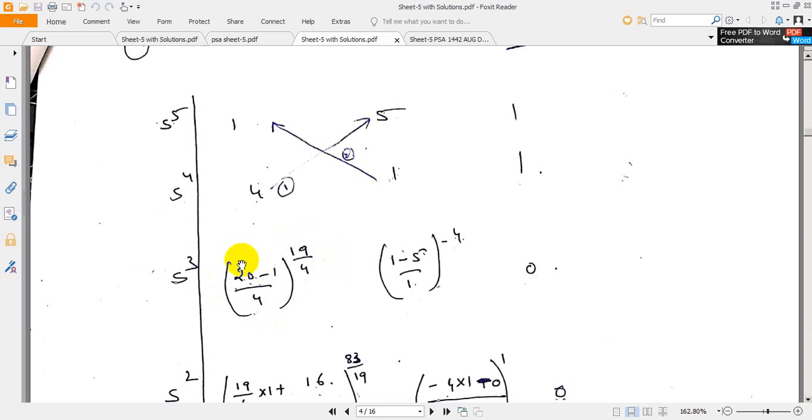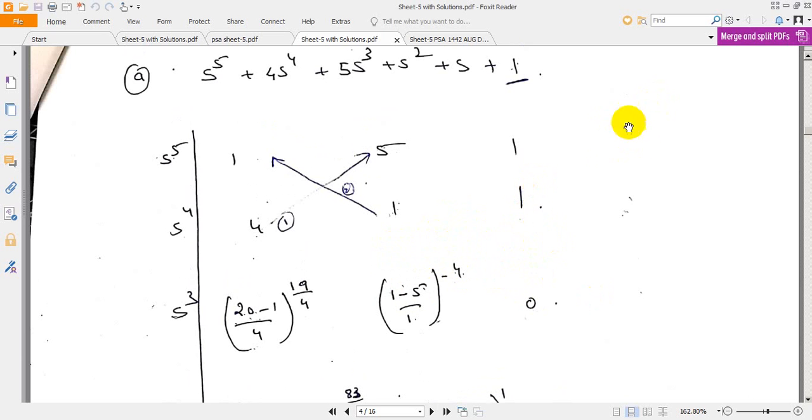This is not a power; this is the resultant of this expression: 20 minus 1 by 4 is 19 by 4. And similarly here, 1 into 1, 1, minus 1 into 5 is minus 5, so 1 minus 5 divided by 1, you will get minus 4. And here we don't have any expressions, so we cannot move further. 1 into 0, or something, will give 0.